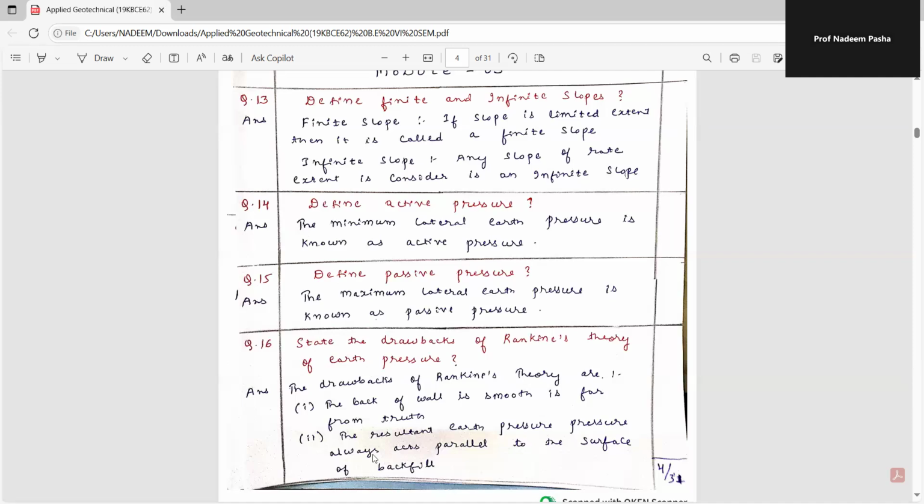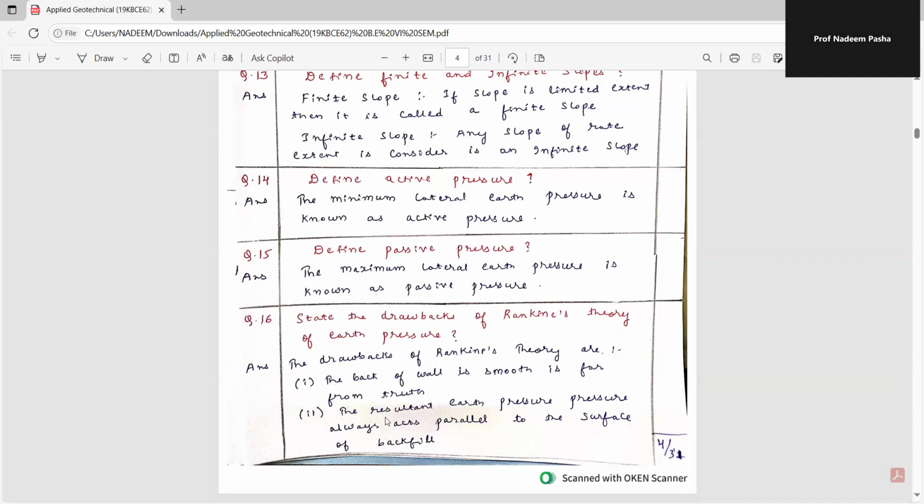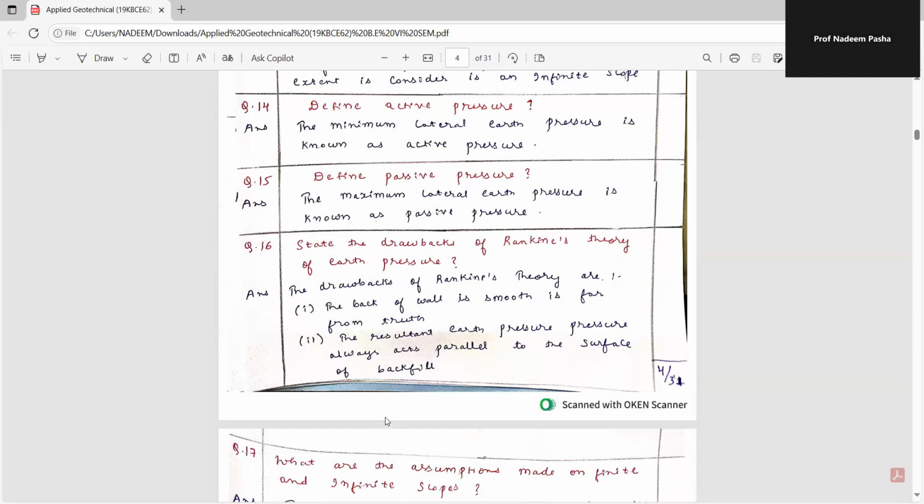State the drawbacks of Rankine's theory of earth pressure. The drawbacks of Rankine's theory are that the assumption that the back of the wall is smooth is far from truth, and that the resultant earth pressure always acts parallel to the surface of the backfill.